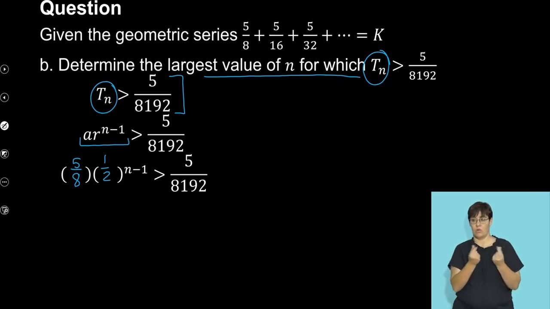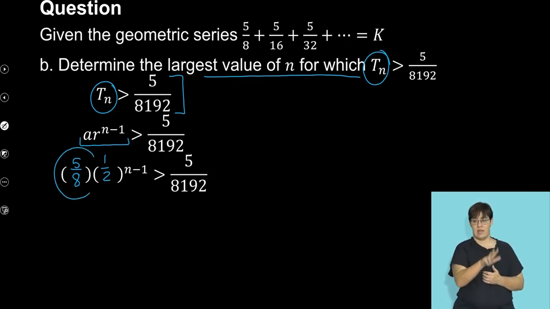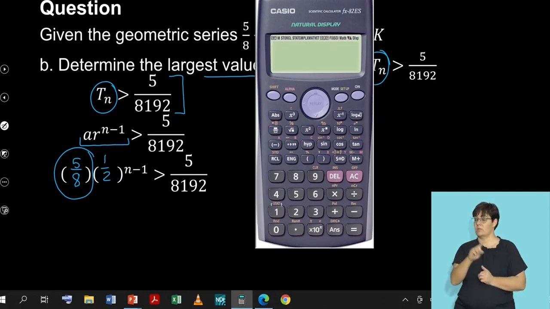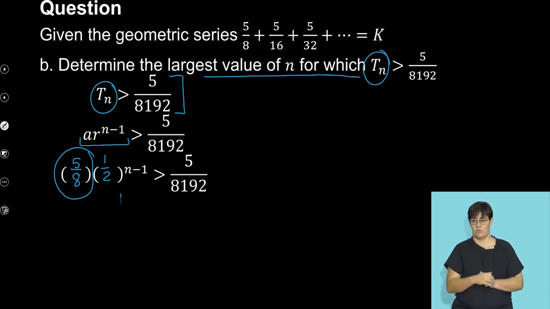So I'm now going to solve this inequality. But to do that, I'm first going to have to get rid of the 5 over 8 because I'm working to isolate my n. So first, let's get our calculator. And I'm going to say 5 over 8,192 divided by 5 over 8 is equal to 1 over 1024.